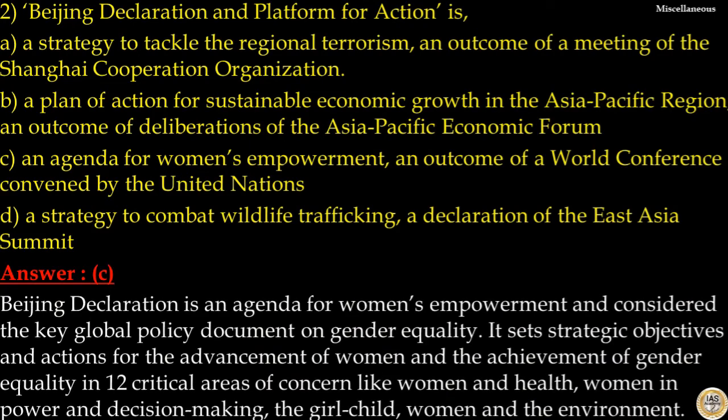by the United Nations. Beijing Declaration is an agenda for women's empowerment and considered the key global policy document on gender equality. It sets strategic objectives and actions for the advancement of women and the achievement of gender equality in 12 critical areas of concern like women and health, women in power and decision making, girl child, women and environment. So the answer to this question is option C.